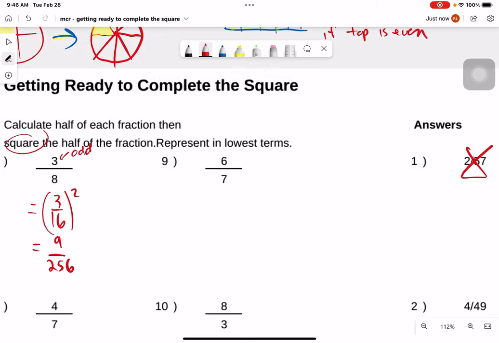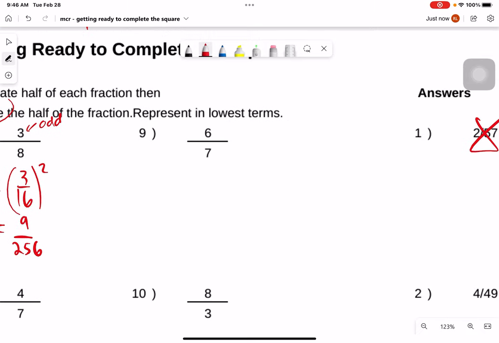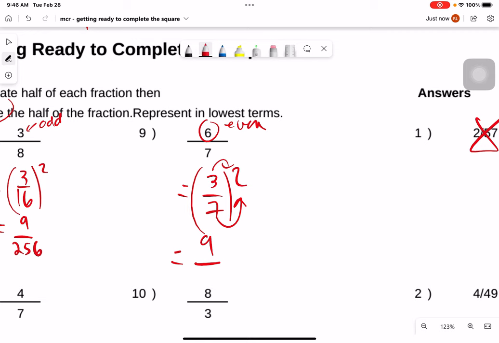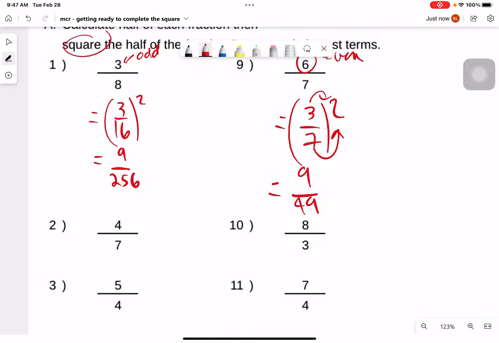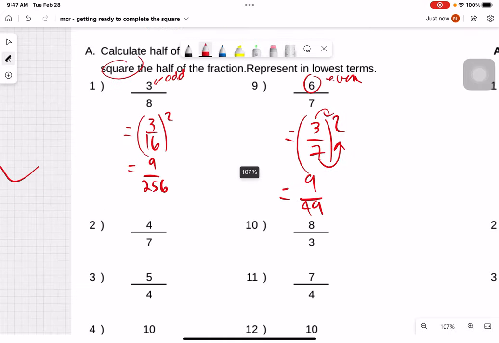Okay, so 6/7. Now the top is even, so I can just take half of the top. Half of 6 is, or divide the top by 2, 3/7. Now I square that. 3 squared is 9. 7 squared is 49. Okay, 9/49.